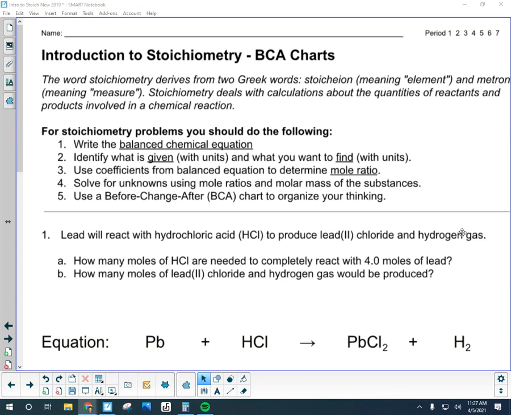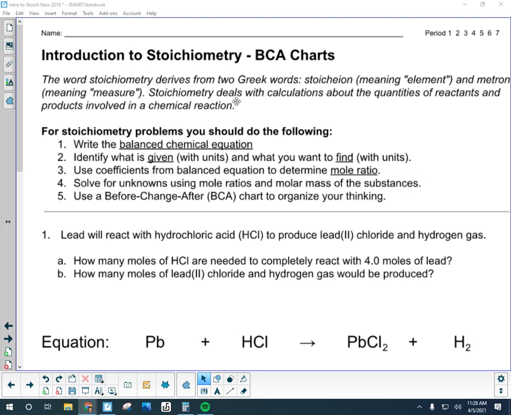All right, so our new topic has kind of a weird name. It's called stoichiometry. That's this word here. It actually comes from two Greek words, stoichion meaning element and metron meaning measure. So it's all about measuring out the amount of elements you have in a chemical reaction.